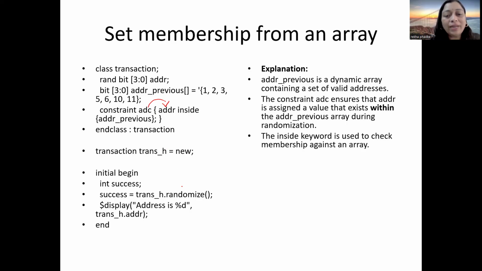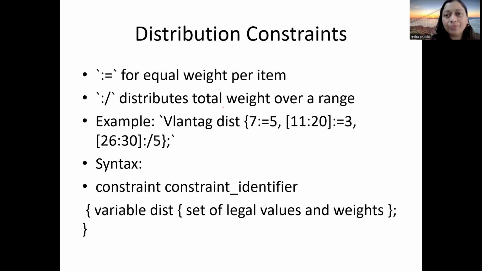Okay. So when the randomize function is called on this class object, the variable ADDR, since it's declared with rand, will get a random value whenever randomize is called, which will be among these values. Okay, so that is how it works. And remember the keyword inside. That is the keyword for set membership.